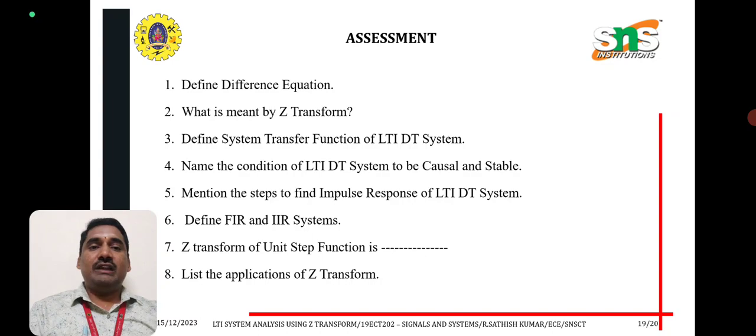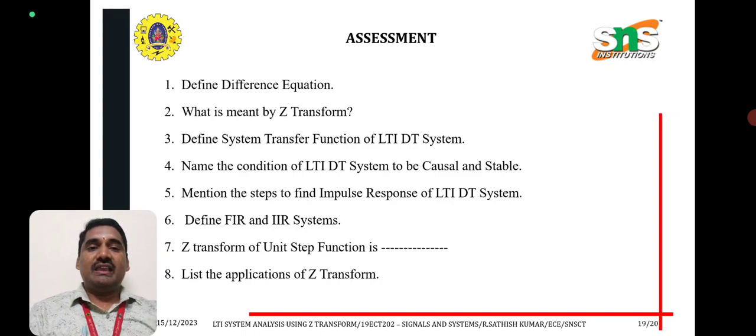Name the conditions for a linear time invariant discrete time system to be causal and stable. Causal means h of n is equal to 0 for n less than 0. Stable means summation k from minus infinity to plus infinity of modulus of h of k should be less than infinity. Mention the tips to find the impulse response of the linear time invariant discrete time system. For the given difference equation, we apply the Z transform, take the algebraic equation, solve for the roots, and finally apply the inverse Z transform. We can get the impulse response of linear time invariant discrete time systems.